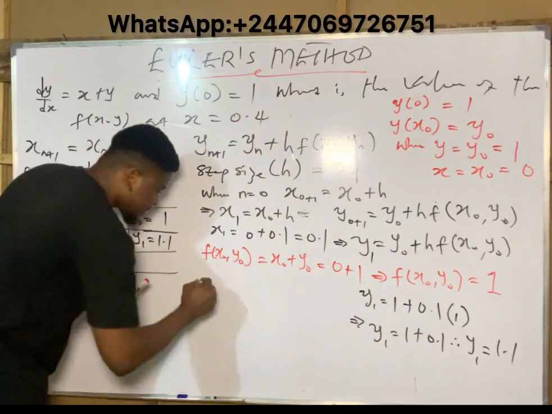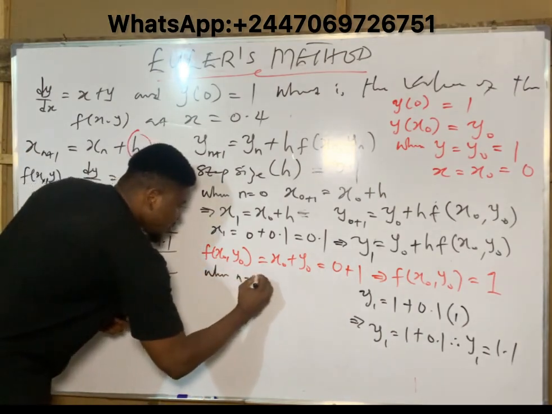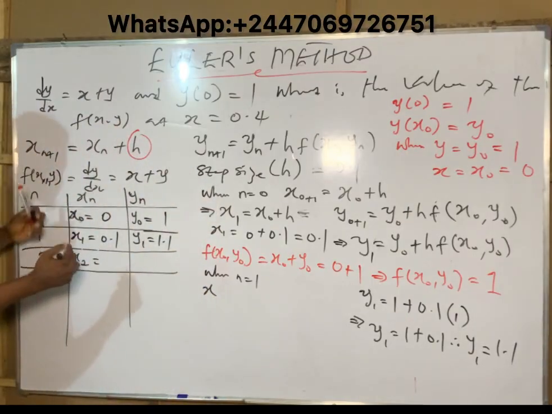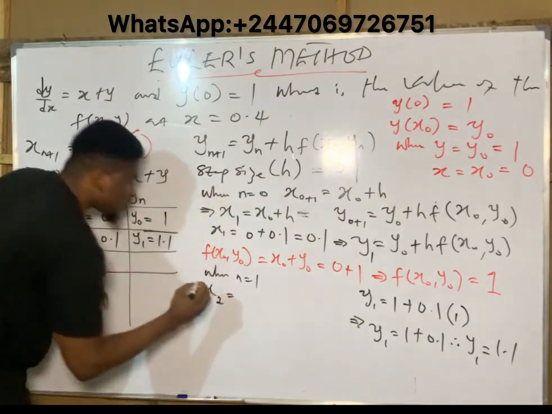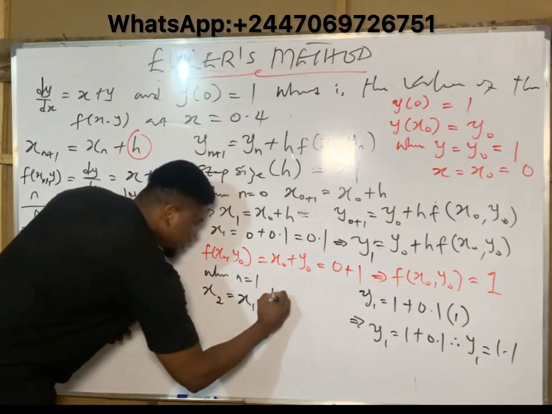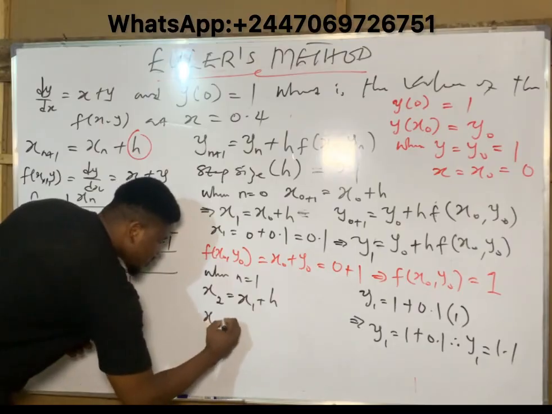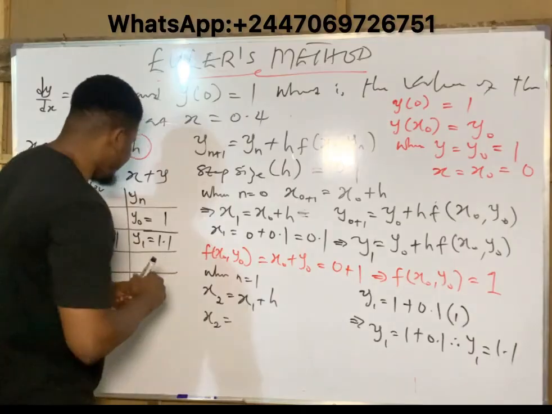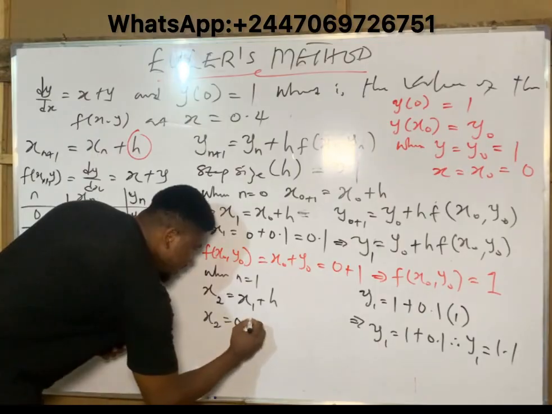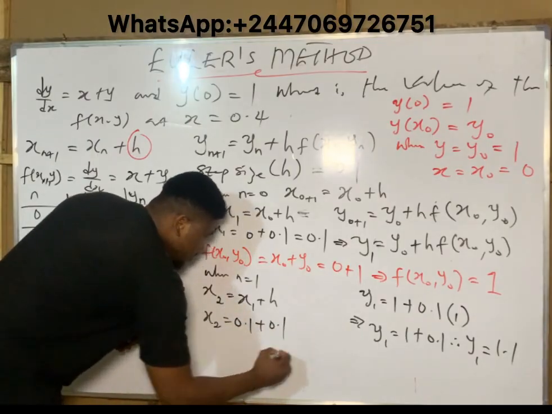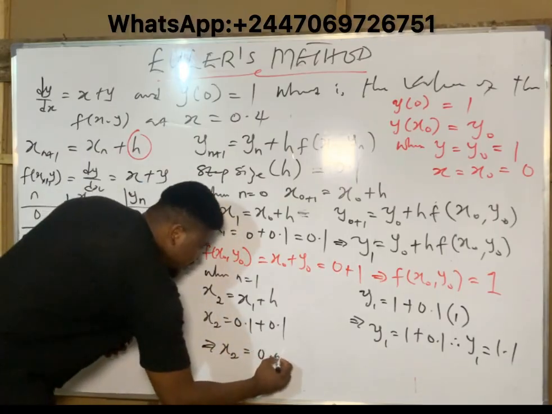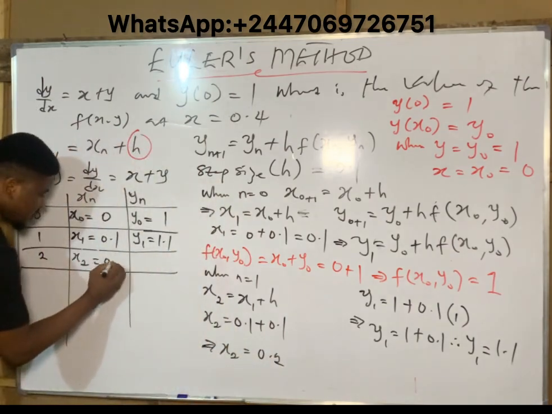So when n equals 1, it means my xn plus 1 becomes x1 plus 1, which is x2, and that's equal to, once again, the previous value xn, which becomes x1, plus h. So x2 is going to be equal to x1. We obtained the value of x1 as 0.1. So simply plug that in. I have 0.1 plus the step size itself, 0.1. So this implies that x2 is going to be automatically 0.2. So my x2 is 0.2.